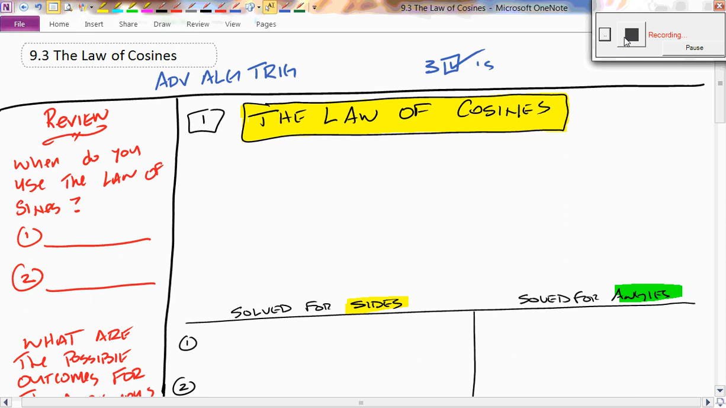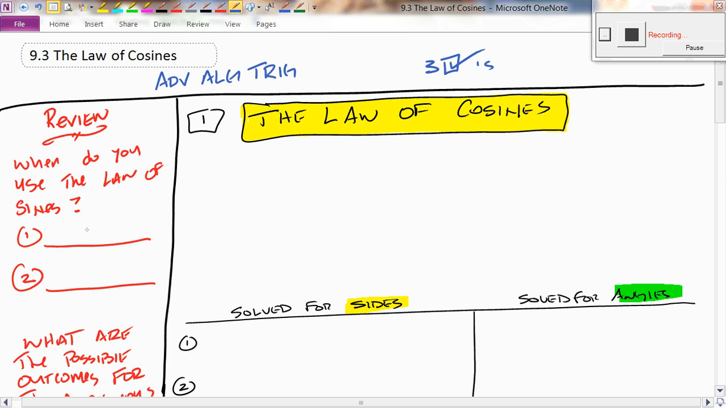Okay, so let's do a little bit of review on the left-hand side. In what cases of a triangle, given sides and angles, do you use the law of sines? A little bit of review from last time. Does anybody remember? When do you use the law of sines? What are the possible scenarios that you can be given, not including the ambiguous case?